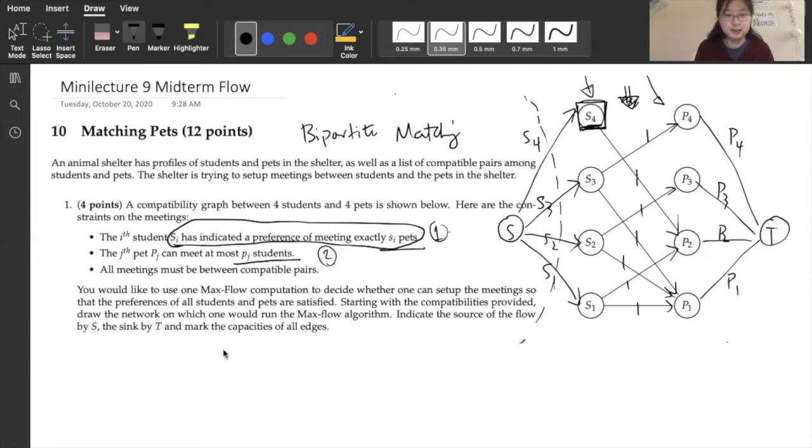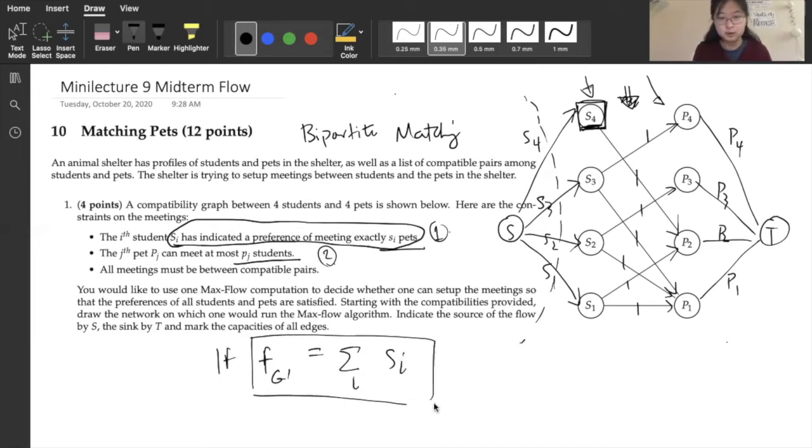So now I just say if the flow in this graph, let's call it G prime, is equal to the sum of all of these SIs, this just means all these flows will end up landing. All the flows that come out of S will land in T. If I have this criteria, this means that all the students' edges have been saturated, all the students' needs have been met, and all these constraints have been met because of our construction. Then we say we can do it.